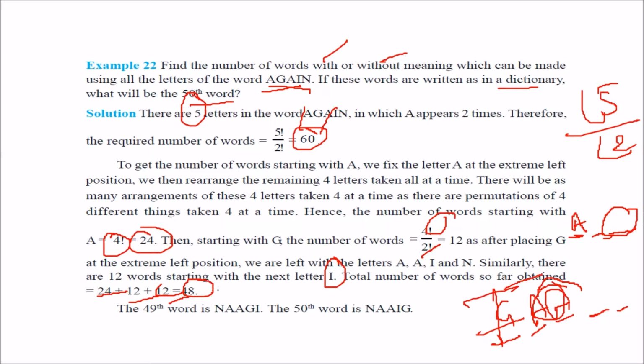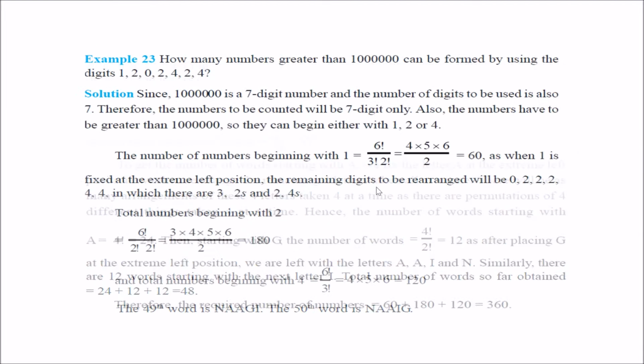So the 48th term, or the 49th term, will be NAAGI, and the next one will be NAAIG. The 50th one will be NAAIG. This we have found out using the dictionary version.